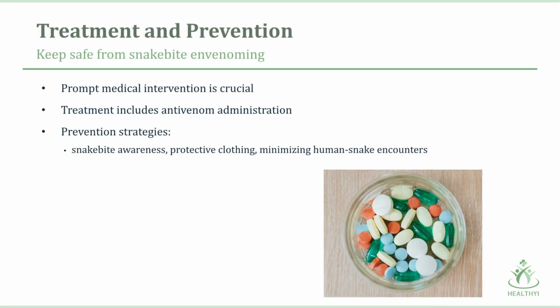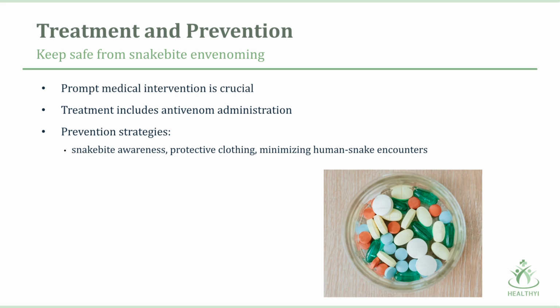When it comes to snakebite envenoming, prompt medical intervention is crucial. Time is of the essence to mitigate the effects of venom and prevent complications. Seek immediate medical attention if bitten by a venomous snake. The primary treatment for snakebite envenoming involves the administration of antivenom. Antivenom is a specific antidote that neutralizes the venom's effects and helps alleviate symptoms. It is important to receive the appropriate antivenom as soon as possible to maximize its effectiveness.